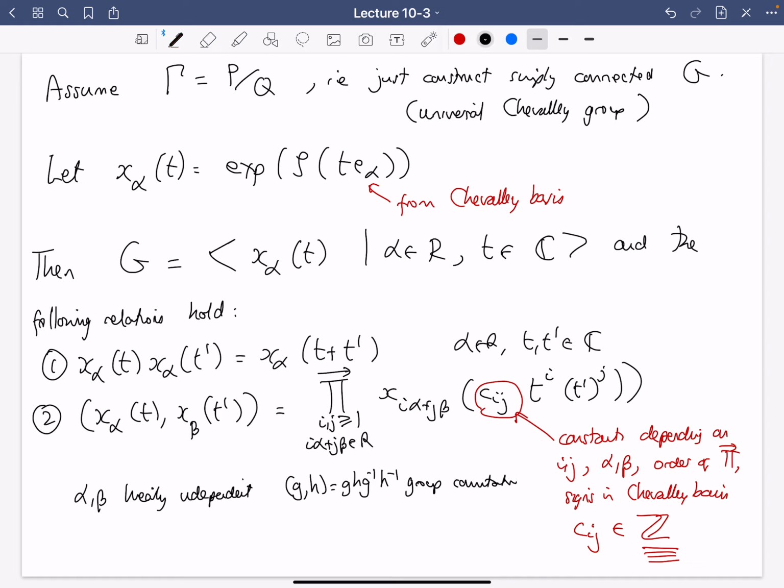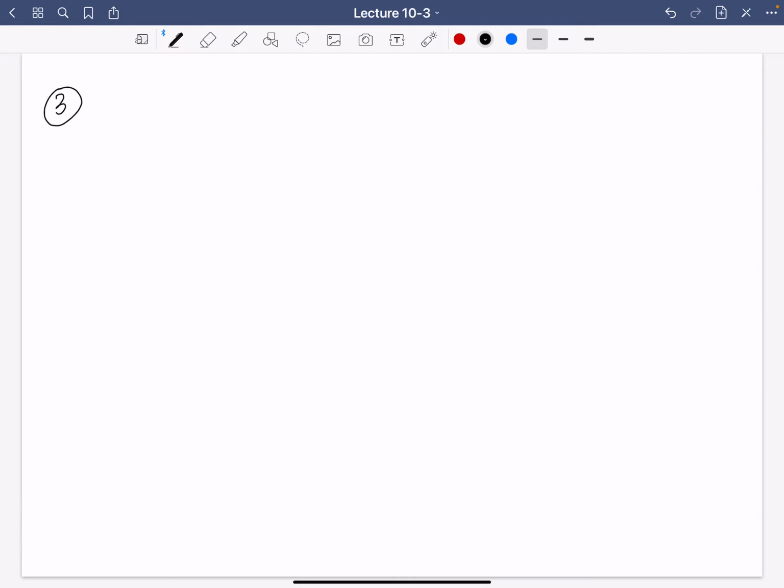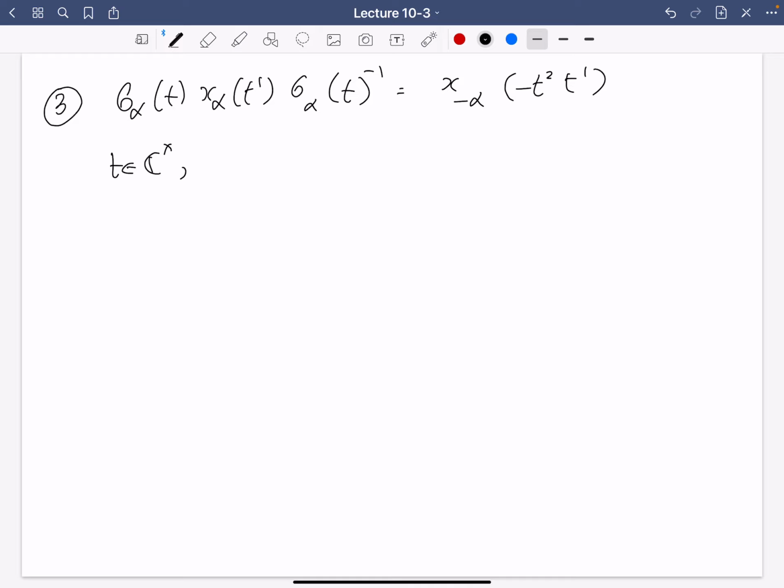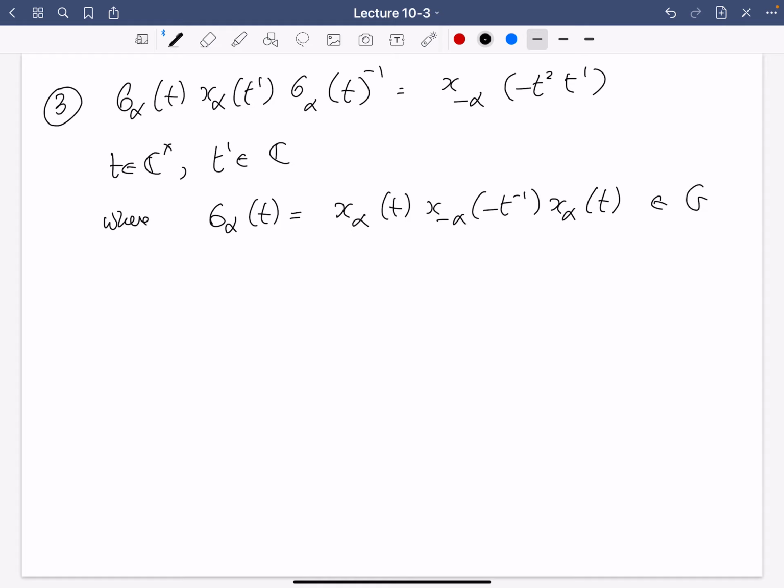So that's relation 2. There's 2 more relations, and I'm not going to fit them in here. Relation 3 is that sigma alpha of t, x alpha of t prime, sigma alpha of t inverse is x minus alpha of minus t squared t prime. So now this is for t being a non-zero scalar and t prime being any scalar, where, well, you know what sigma alpha of t is. That's that formula that I was showing you last time. You build it from the root groups, x alpha of t, x minus alpha of minus t inverse, x alpha of t. So that's an element of our group G.